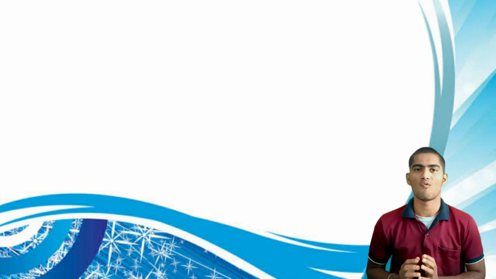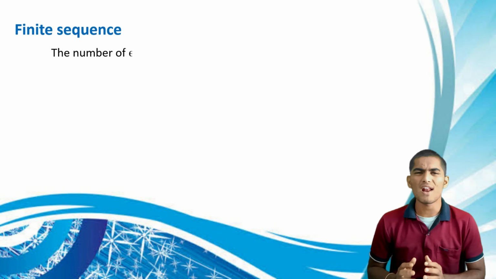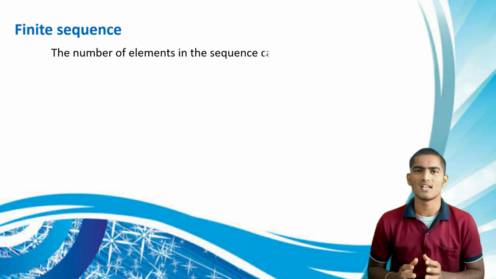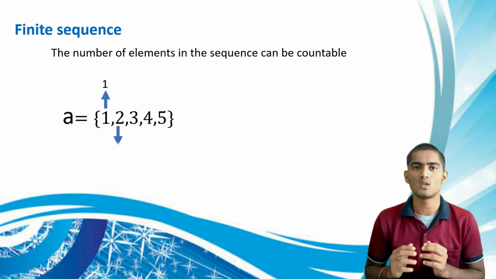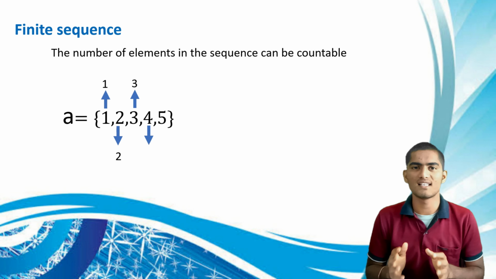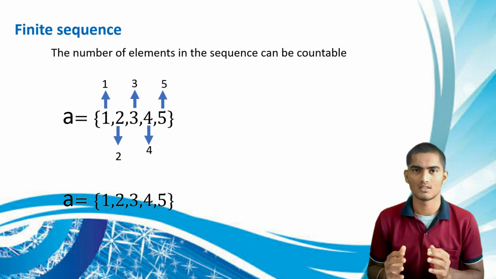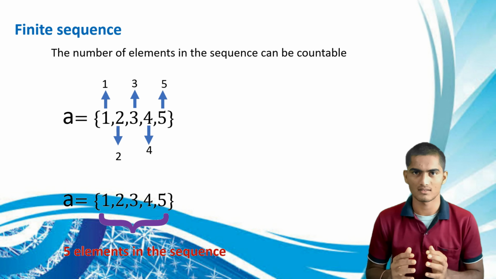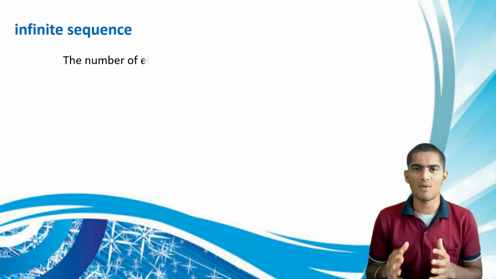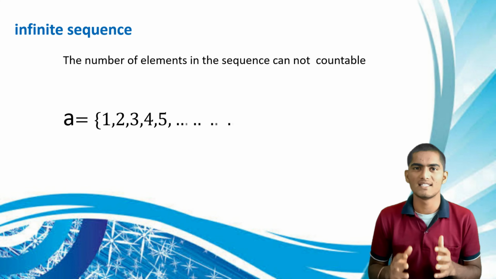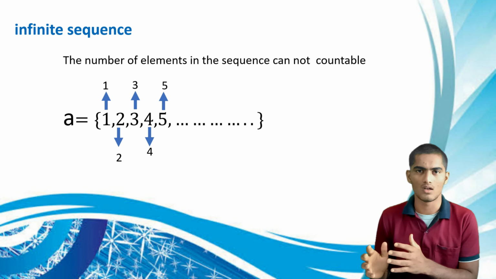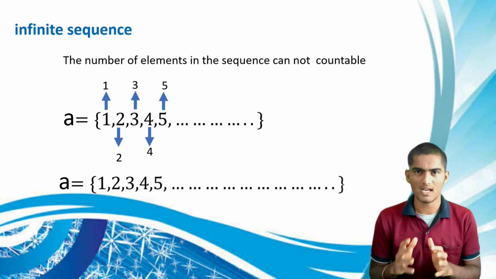Next one is finite sequence and infinite sequence. Finite sequence, the number of elements in the sequence can be counted. For example, sequence 1, 2, 3, 4, 5. These are all 5 elements in the sequence. We can count these elements. Infinite sequence, the number of elements in the sequence cannot be counted. For example, sequence of natural numbers 1, 2, 3, 4, 5 and so on. We cannot count it.